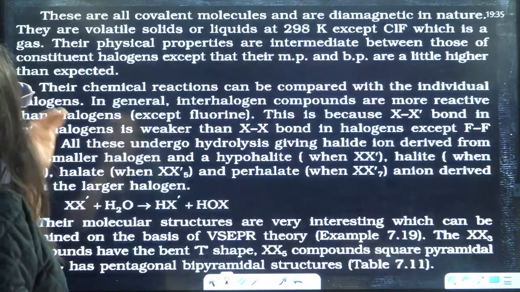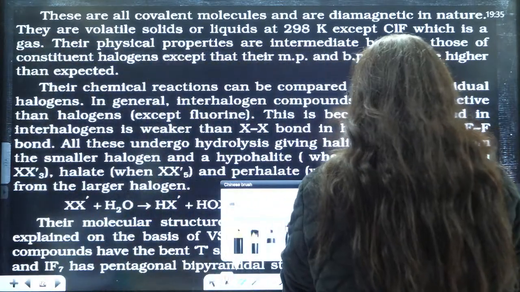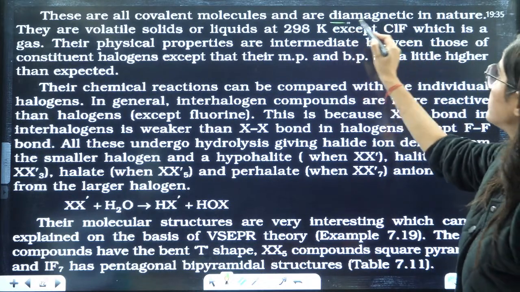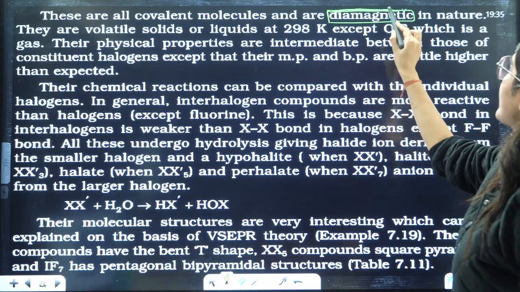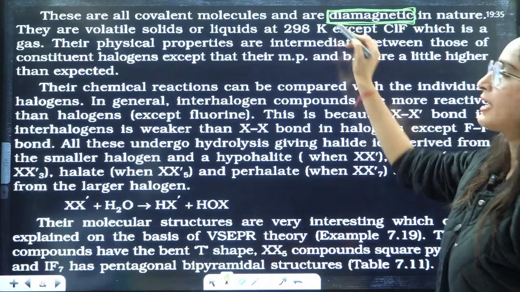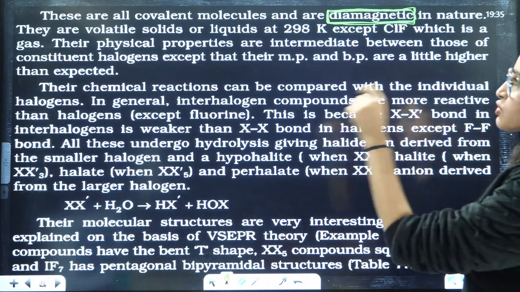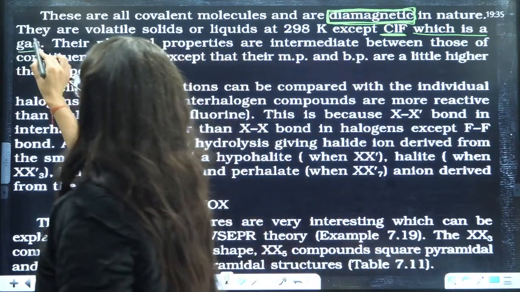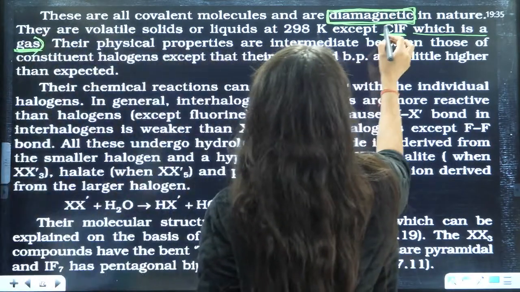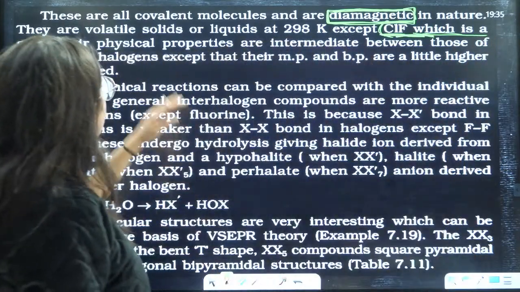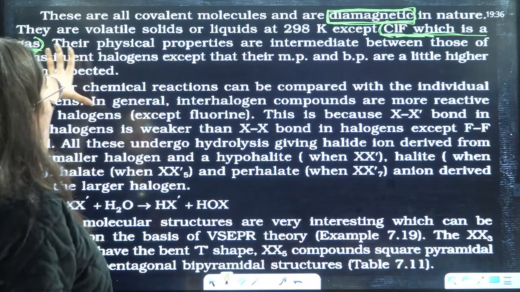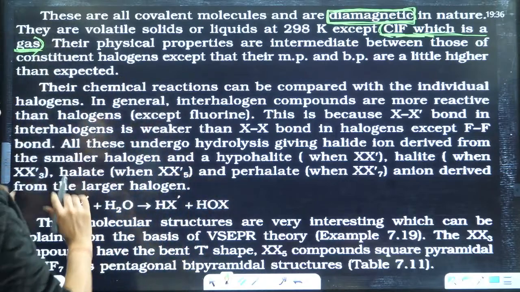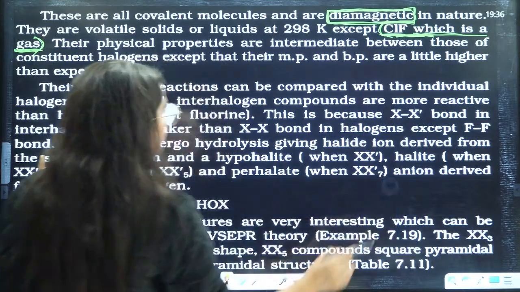Next are some of the properties here. They are all covalent molecules and are diamagnetic in nature. All the interhalogen compounds are diamagnetic in nature. They have no unpaired electrons. They are volatile solids or liquids, except ClF, which is a gas. Their physical properties are intermediate between those of the constituent halogens, except that their melting and boiling points are a little higher than expected. Their chemical reactions can be compared with the individual halogens.